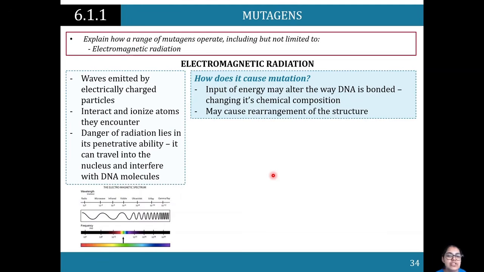And how does it actually cause mutation? Once it actually penetrates in, there's a lot of energy, right? With electromagnetic radiation there's a lot of energy input, which may alter the way that the DNA is bonded, and it can change the chemical composition of the DNA as well. It can also lead to the rearrangement of the structure.